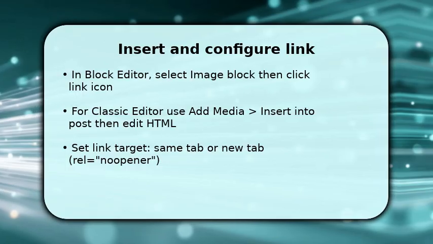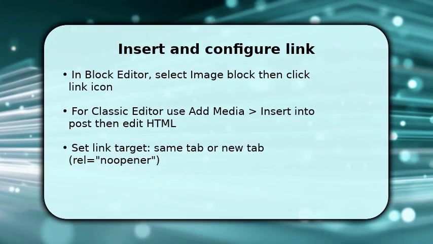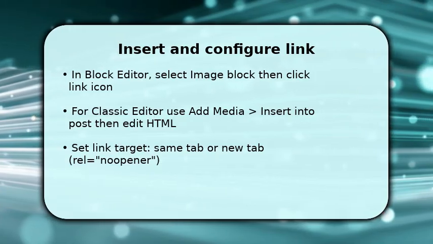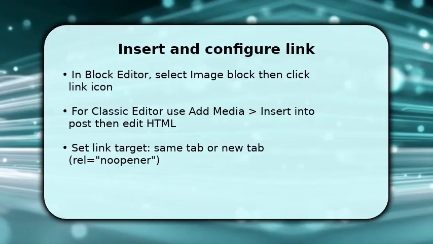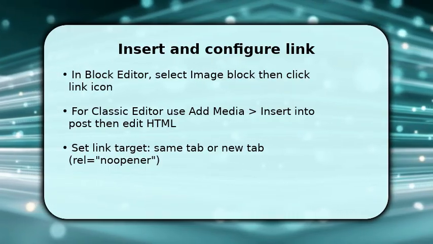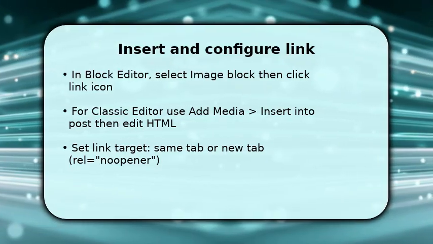If you need a new tab, toggle the option or add target equals blank and rel equals noopener for security. For the classic editor, switch to text view to wrap the href around the img if needed. Once applied, test by previewing the page. Inspect HTML if the link doesn't appear or points incorrectly.